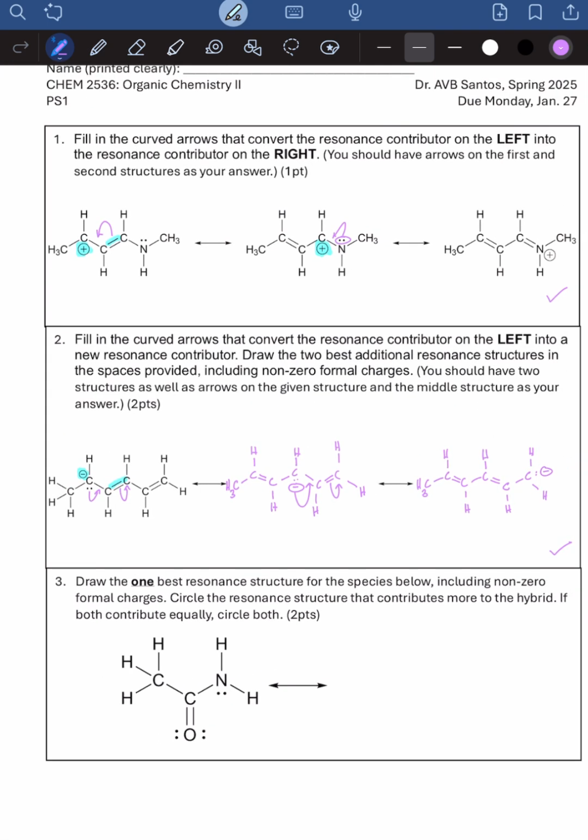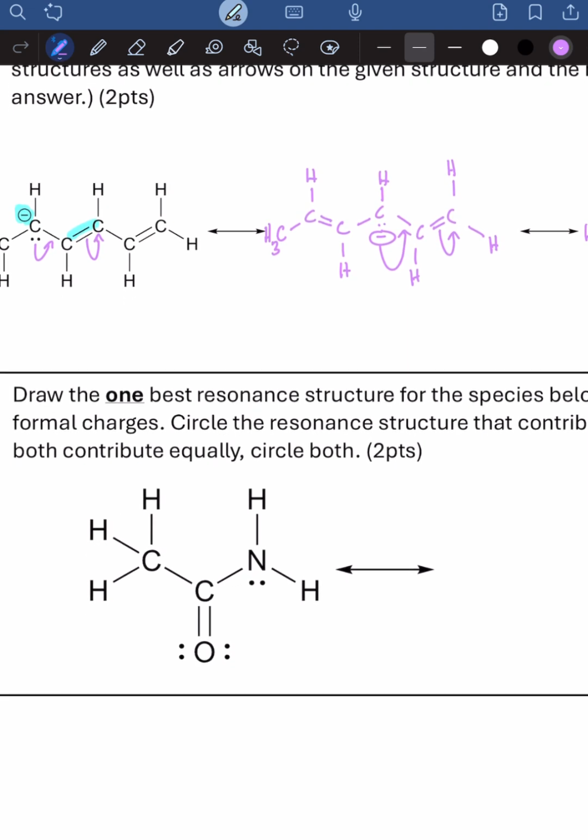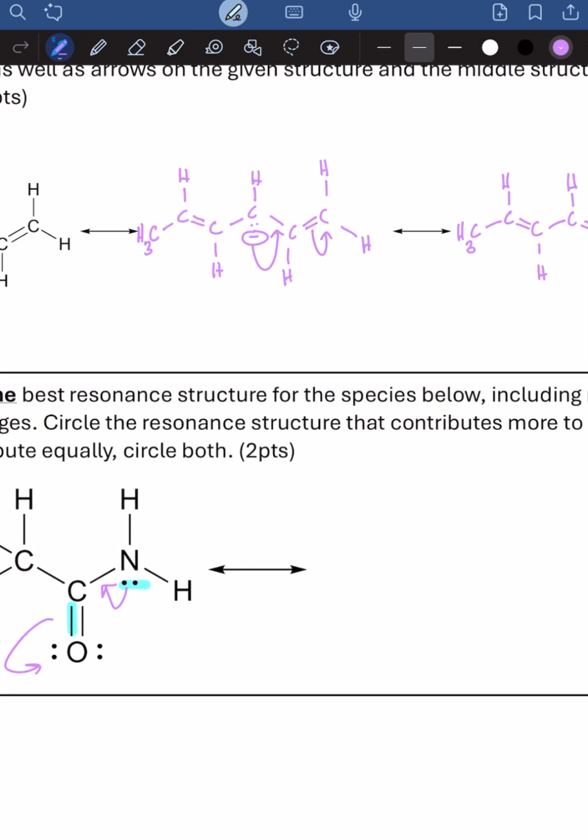Draw the one best resonance structure for the species below, including non-zero formal charges. Circle the resonance structure that contributes more to the hybrid. So in this case, there are no charges to work with initially, so it might be kind of tricky, but know that whenever we have a double bonded oxygen, like this one here, this can swing up onto the oxygen here. And if something leaves, we don't want that carbon to only have 3 bonds, so the nitrogen lone pair is going to swing down at the same time. So we're going to have something that looks like this.